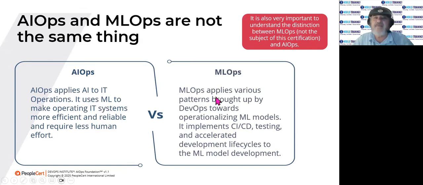Whereas MLOps, and this is on the quiz, so you want to remember, applies patterns brought up by DevOps towards operational AI models, implementing CI/CD, testing, and accelerated development cycles to the AI development model. So it's actually performing, essentially, continuous delivery on the AI models themselves for development and maintenance purposes.